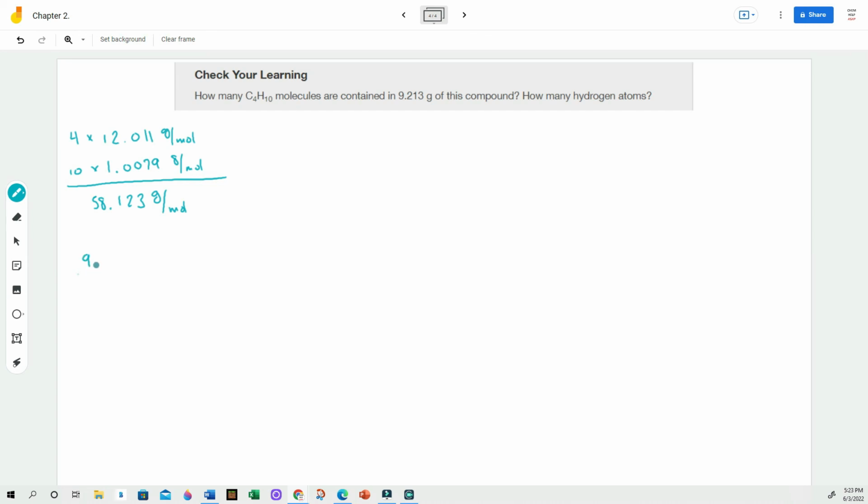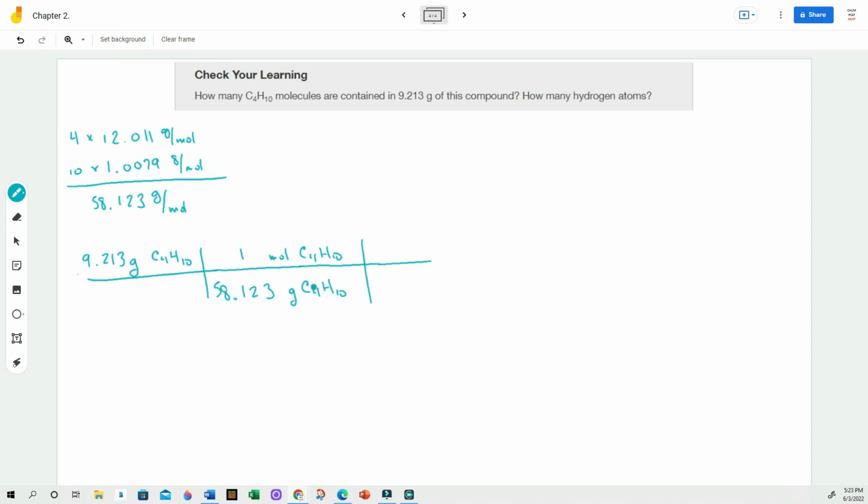Okay, so starting with my 9.213 grams, I'm going to first convert that to moles. So I have 9.213 grams C4H10. Let's make sure my units cancel out properly. So this should be grams in the denominator and moles in the numerator. So that's 1 mole and 58.123 grams. Great. Except I'm not finished because I have to go to molecules.